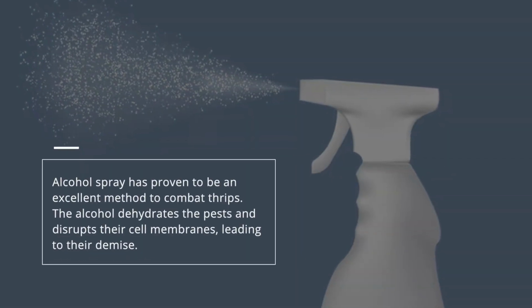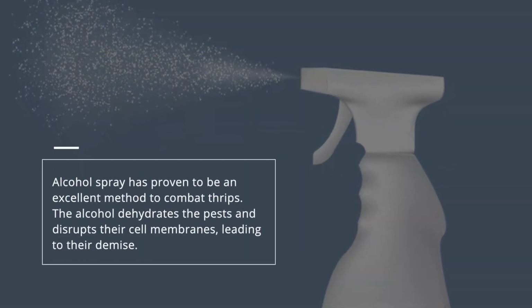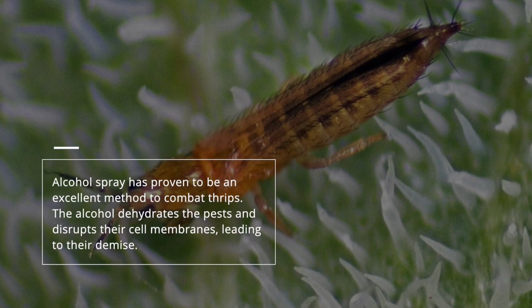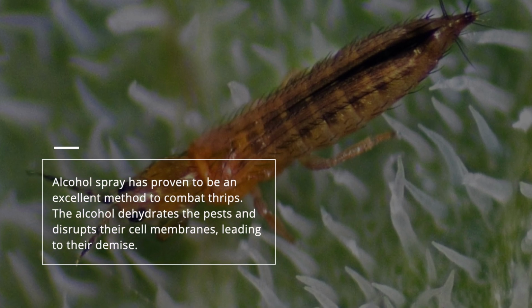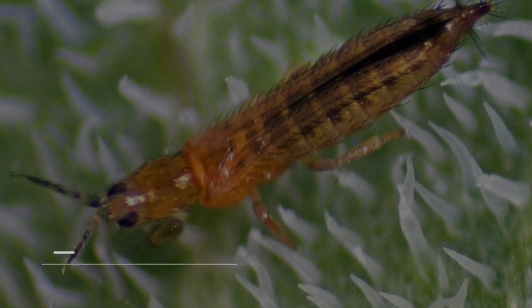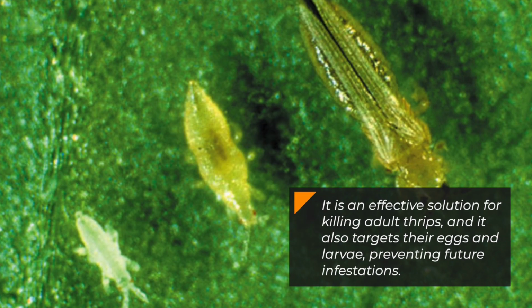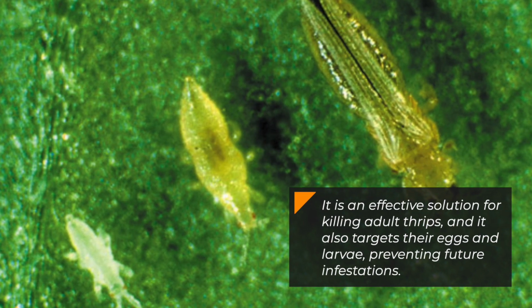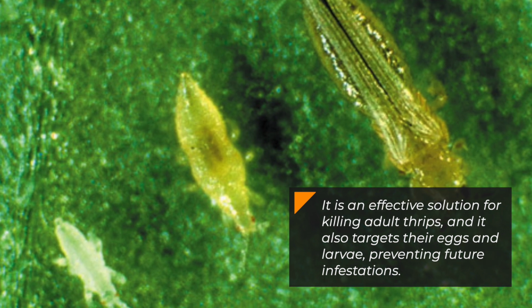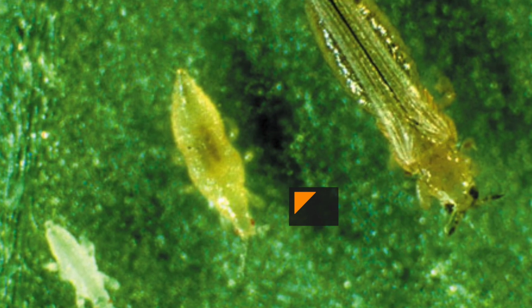Alcohol spray has proven to be an excellent method to combat thrips. The alcohol dehydrates the pests and disrupts their cell membranes, leading to their demise. It is an effective solution for killing adult thrips, and it also targets their eggs and larvae, preventing future infestations.